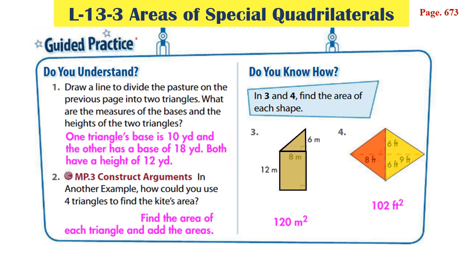Area of triangle 1 equals 1/2 of 12 times 9. Equals 1/2 of 108. Equals 54 square feet. Area of triangle 2 equals 1/2 of 12 times 8. Equals 1/2 of 96. Equals 48 square feet. So the area of the shape equals 54 square feet plus 48 square feet. Equals 102 square feet. Very good.